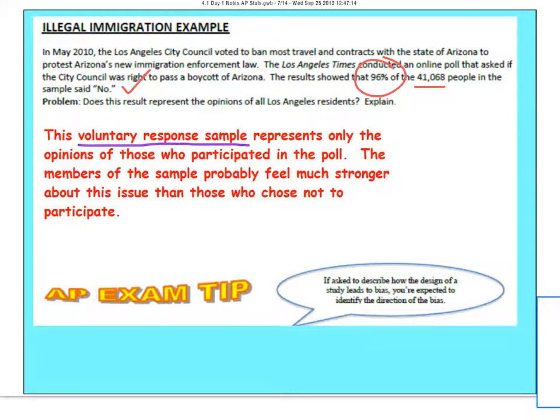It represents only the opinions of those who participated in the poll. The members of the sample probably feel much stronger about the issue than those who do not care to participate. So the direction of the bias, this 96% is clearly going to be overstated and is higher than what we would truly expect. Keep in mind, because there is bias in this problem, you do want to identify the direction of the bias, so it is stronger or overstated.